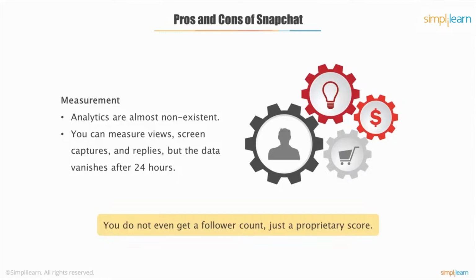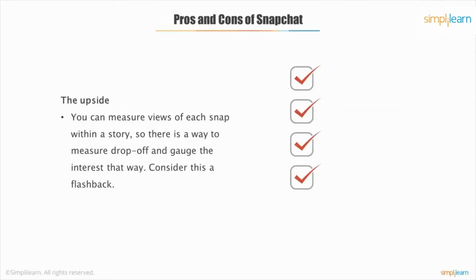Now, also, you can measure the views, how many people view a message you put out there. You can measure how many of them take a screen capture of what you put out, and you can measure replies. But much like your snaps, much like the messages you put up, that data vanishes. In fact, it's only available for 24 hours. So unless you have someone going in every single day to pull that data down, it's going to be very difficult to do any type of long-term measurement.